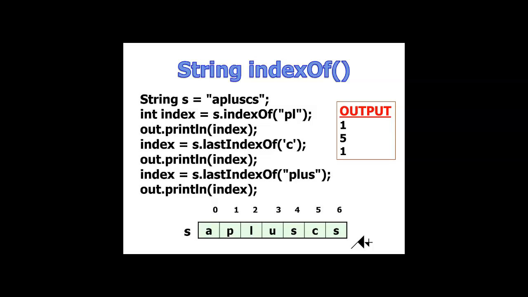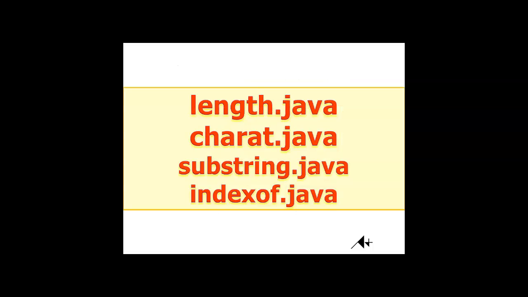And if I'm looking for plus, it's going to start at 6. It's going to scan backwards, and plus starts at position 1. So the last index of can get a little tricky because you're going from the back to the front, but it's exactly the same as index of, just starting at a different location. Now let's go take a look at some examples in code so we can break this down a little bit more.